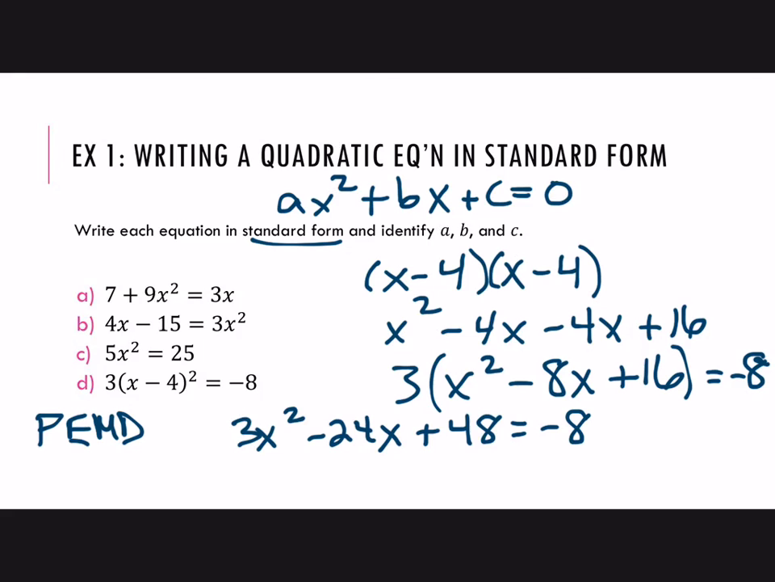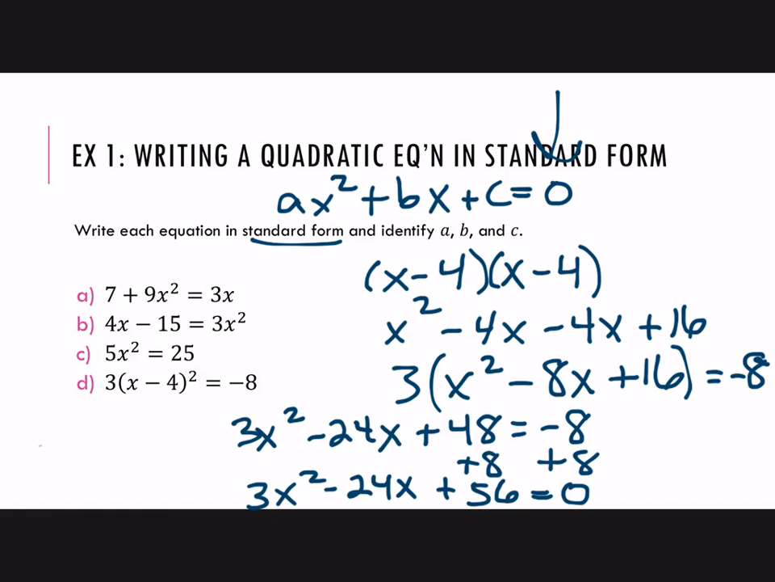And then finally I need to move the negative 8 to get this equal to 0. So add 8 to both sides, and we get 3x squared minus 24x plus 56 equals 0, and that's standard form. Alright, so A, B, and C, well, A is 3, B is negative 24, and C is 56.